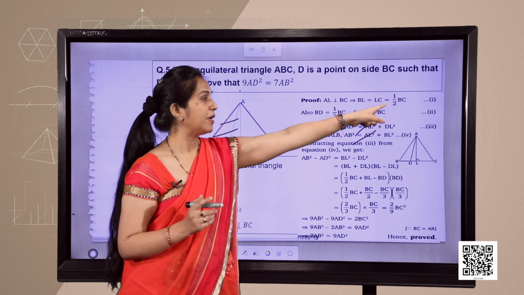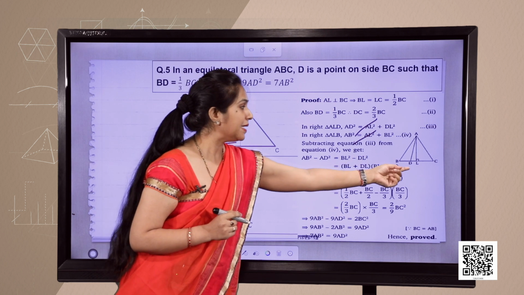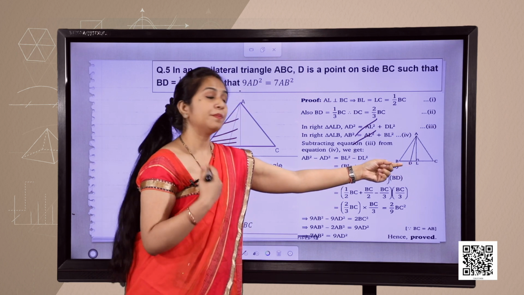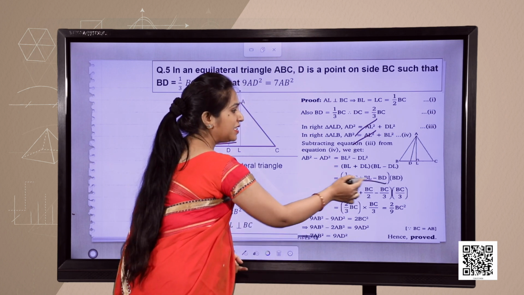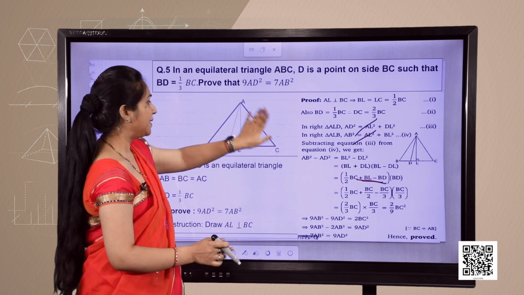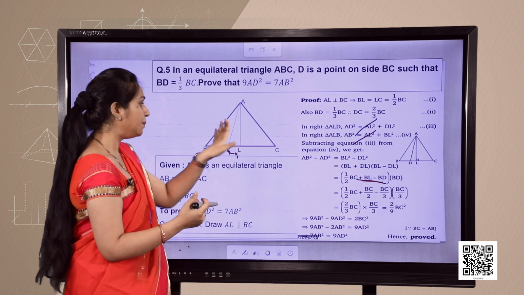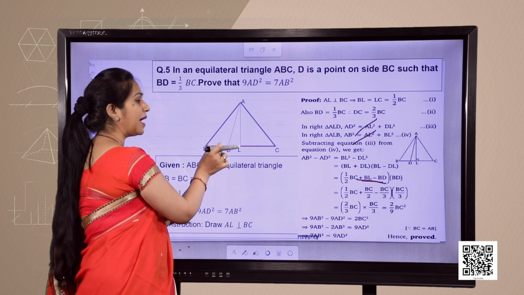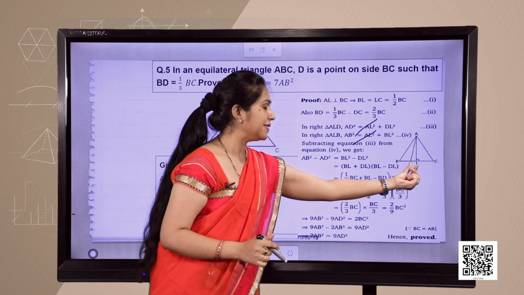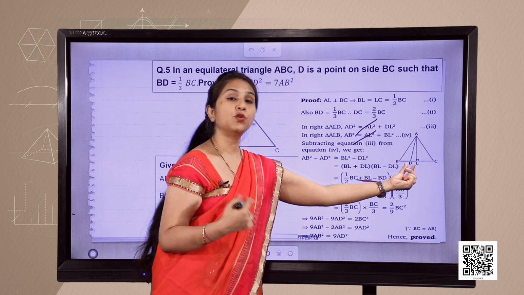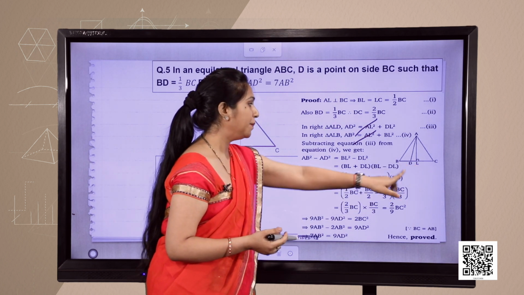BL is equal to 1 by 2 BC, that we will put here. Now DL, see the diagram, we will replace this DL by BL minus BD. You can check this from the diagram. I am repeating again, this DL can also be written as this whole BL, and from this we will subtract BD. And now the second bracket is BL minus DL. BL minus DL gives you what? It gives you BD. So we will replace this by BD now.